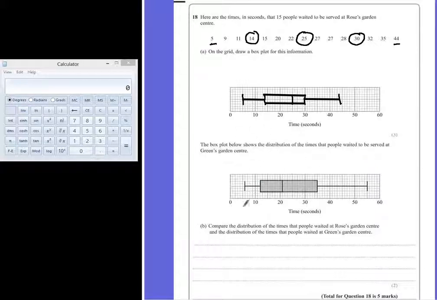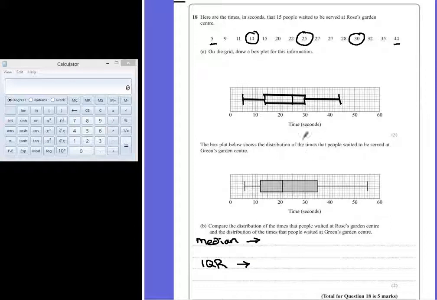So we look for 2 things. The first one being the median, because that shows where the middle of the data is, and the other one is the interquartile range. By comparing these 2 things, we're pretty much guaranteed to answer what the question is looking for. Most box plots will ask you to compare these 2 things.